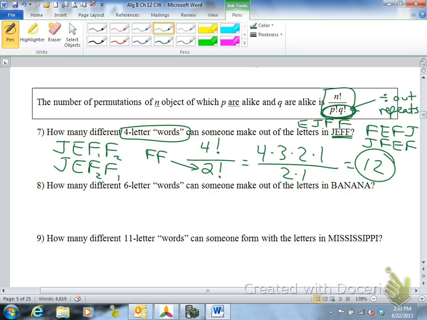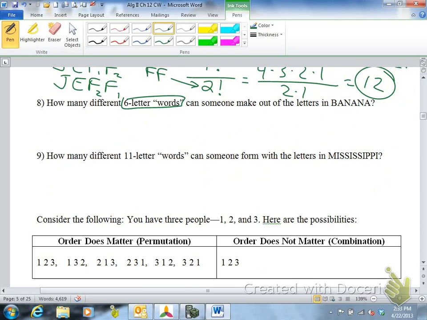How many different 6-letter words can you make out of the word banana? So you have 6 letters, so that's 6 factorial. If all the letters were different, then that would be your answer, 6 factorial. But you have repeating A's and repeating N's. So you divide by 3 factorial, and you divide by 2 factorial. 3 factorial for the 3 A's, and the 2 factorial for the 2 N's. And then you can get the answer for that. See if you could do number 9 for the state in the United States named Mississippi.